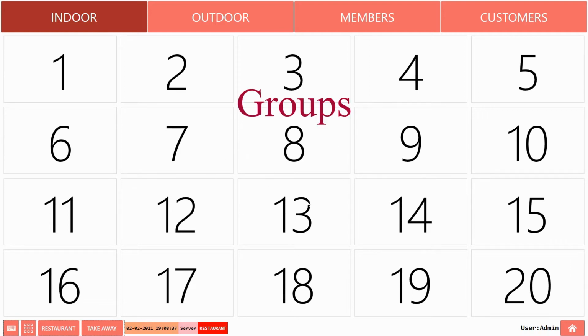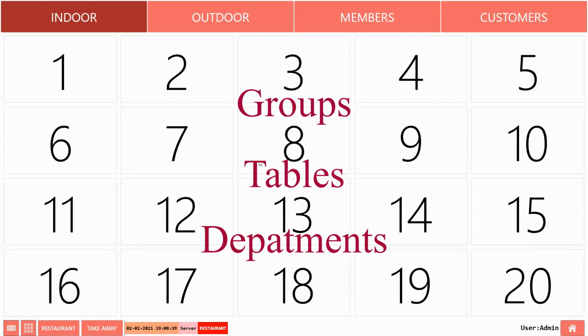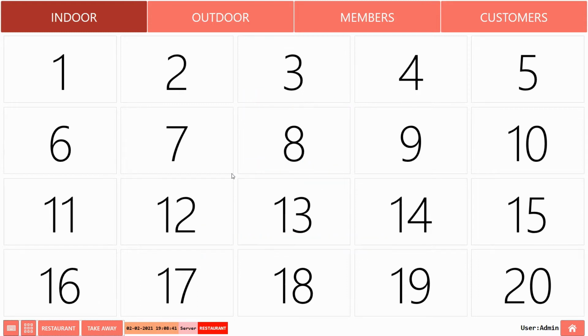On this screen, you can see groups, tables, and departments. Different departments are visible on the footer here. This is the table arrangement.